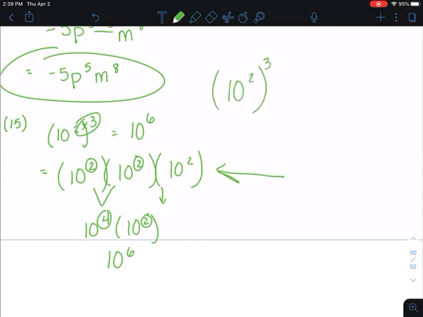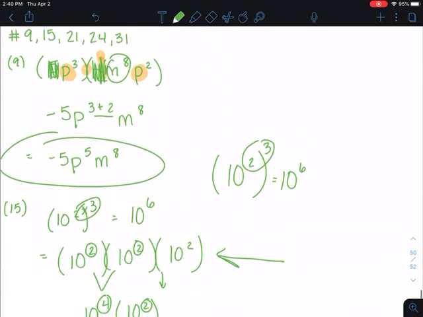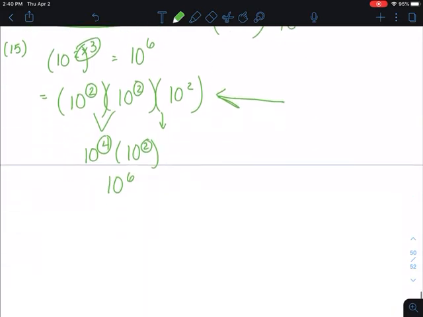So my recommendation is just to look at the exponent, so that the square is being raised, is being cubed, so 2 times 3 is 6. So it's a little bit more of a shortcut.